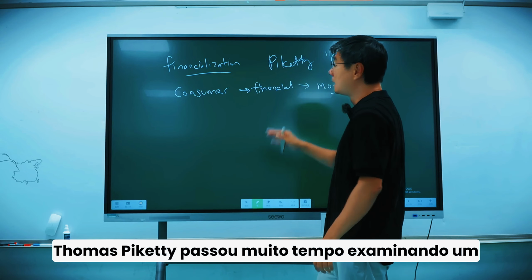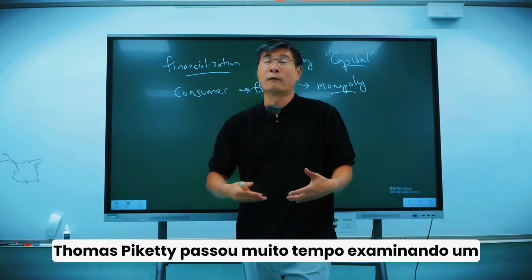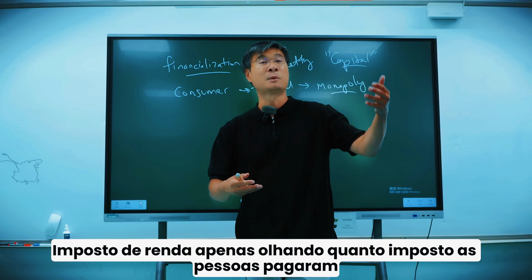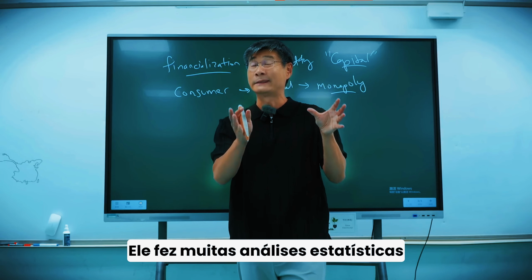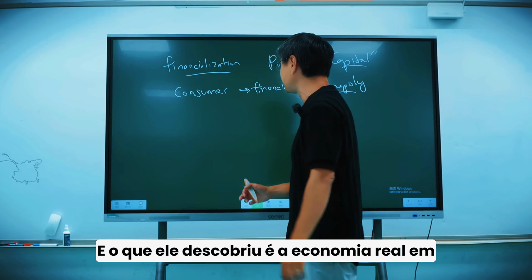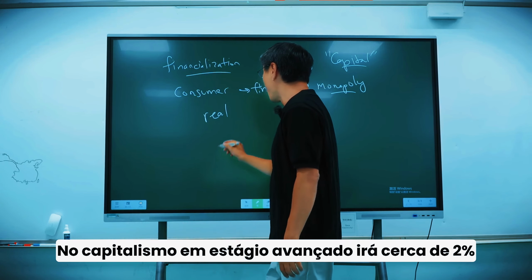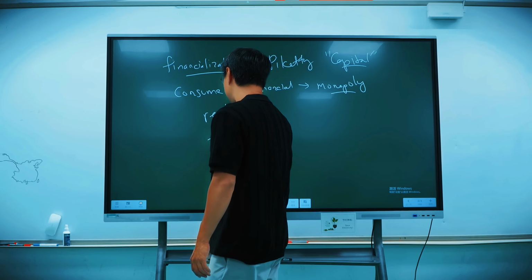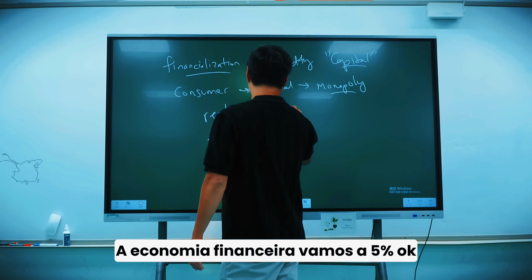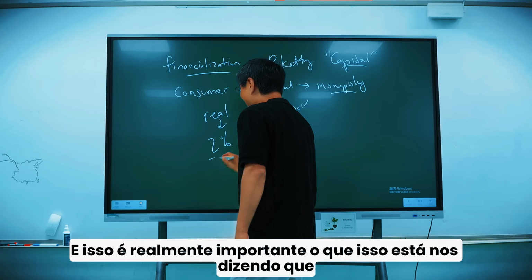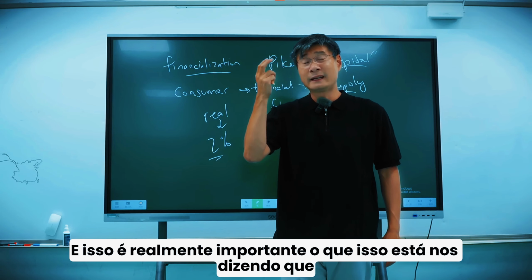Thomas Piketty spent a lot of time going over income tax, just looking at how much tax people paid. He did a lot of statistical analysis. And what he discovered is the real economy in late-stage capitalism will grow about 2%. The financial economy will grow at 5%. Okay? And this is really key.